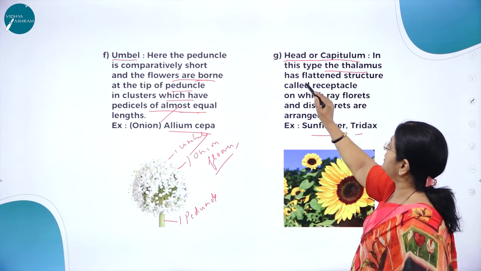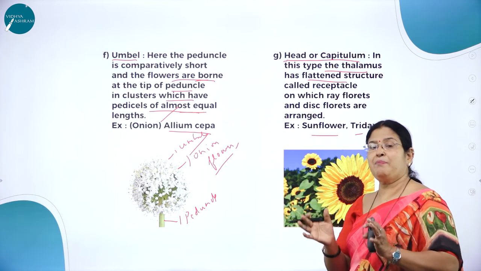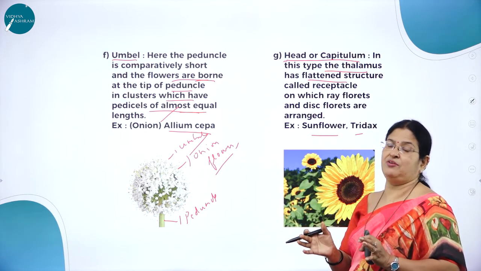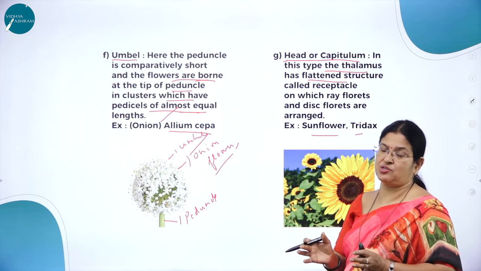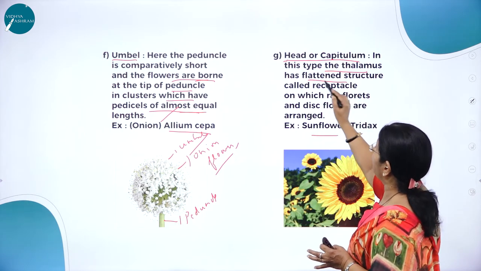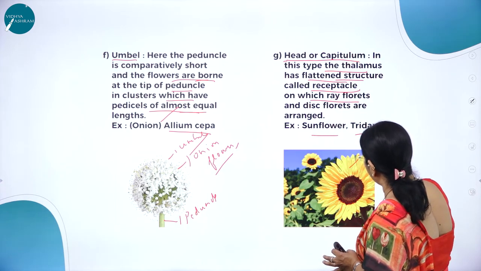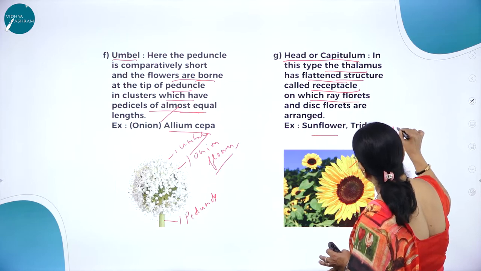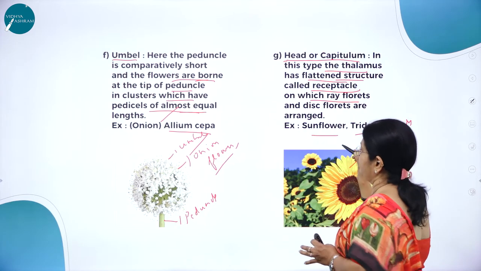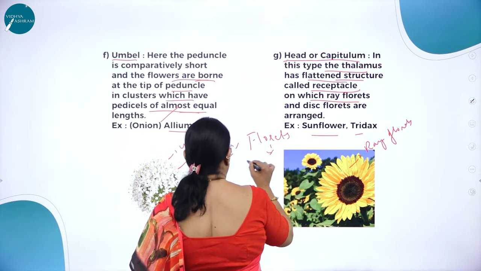In this type, the thalamus has flattened. What is thalamus? The cup-like structure or the receptacle which holds the whorls of a flower is called thalamus. So here the thalamus will be a condensed, flattened structure called receptacle, on which there are ray florets. Florets means flowers.